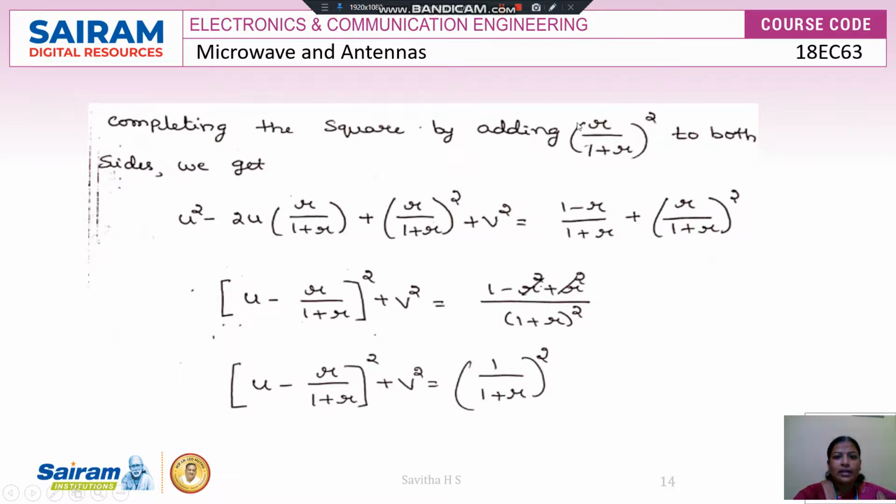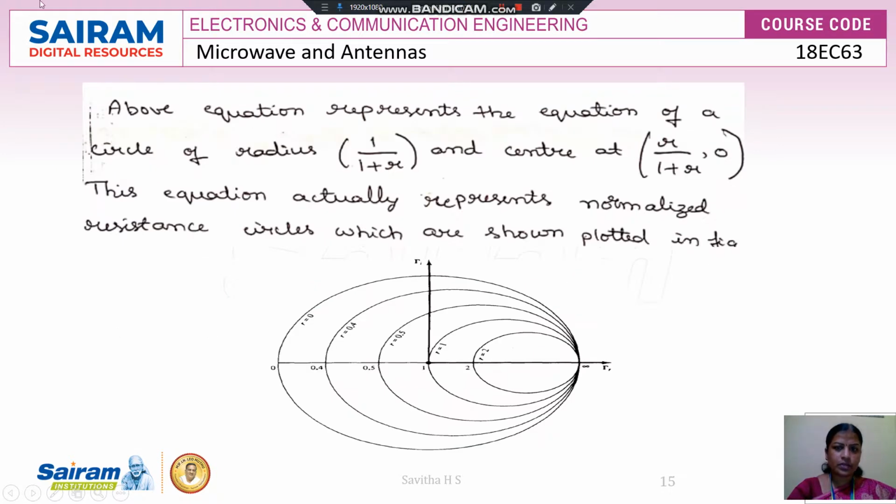Completing the square by adding (r by 1 plus r) whole square on both sides, this will be (u minus r by 1 plus r) whole square plus v square, and here the terms will get cancelled. The next step is (u minus r by 1 plus r) whole square plus v square, and the last term is 1 divided by (1 plus r) whole square. So the above equation represents the equation of a circle of radius 1 by (1 plus r) and the center r by (1 plus r), comma 0.